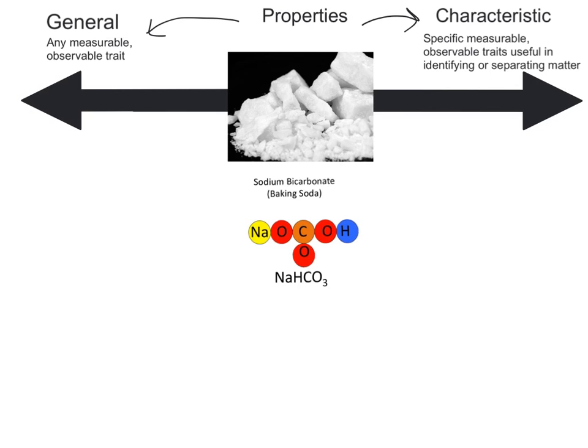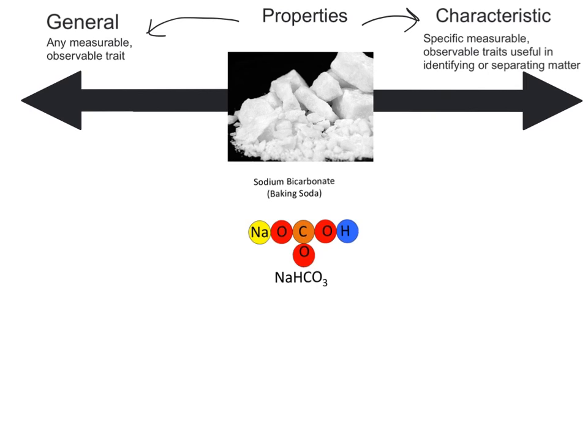Properties, we broke them down into physical and chemical, and that was one way to look at the different types of properties. But now I want to look at general versus characteristic properties. General properties are just any properties of a substance that we can measure and observe. Any trait at all can be a general property. Characteristic properties, though, are very specific measurable traits that are useful in identifying a substance or separating it from other substances. I want to use baking soda as our example here.